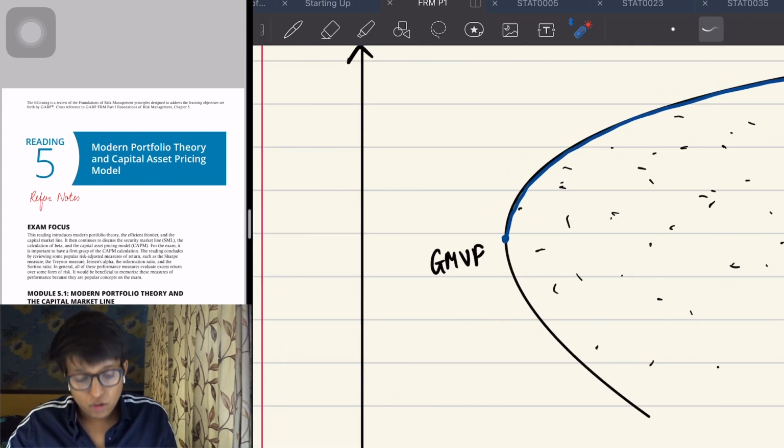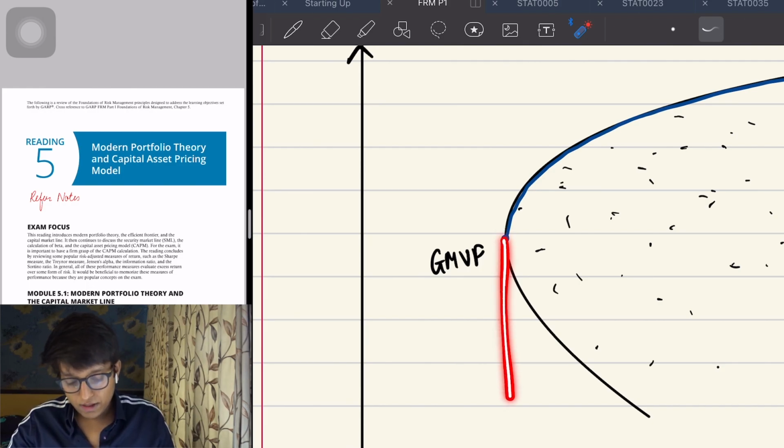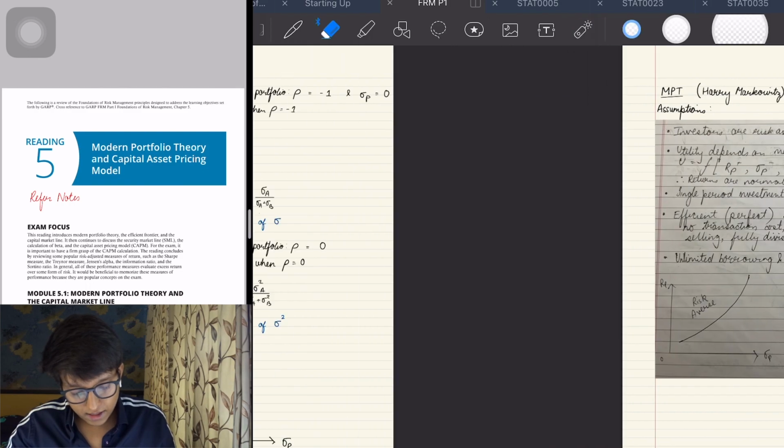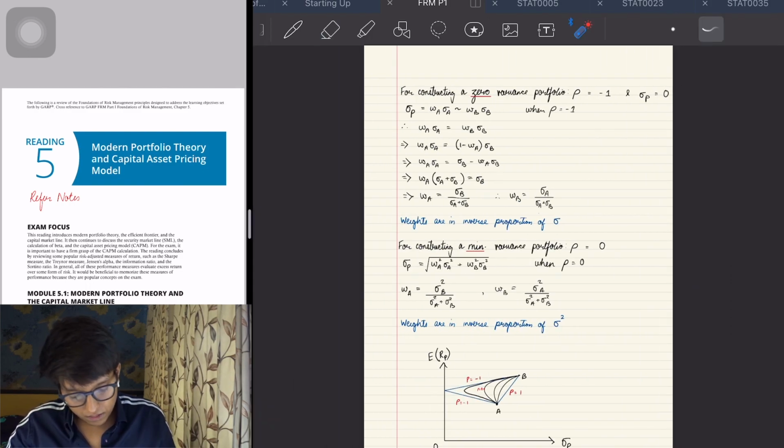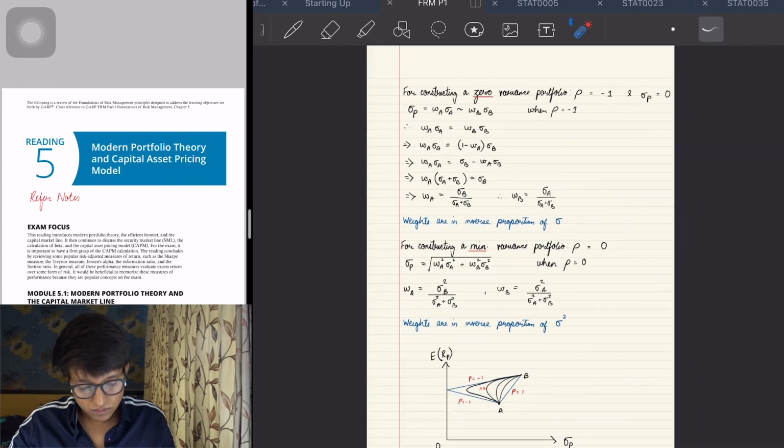And this point over here is the global minimum variance portfolio, because it has the lowest variance. And we've seen that thing over here, where correlation is 0.